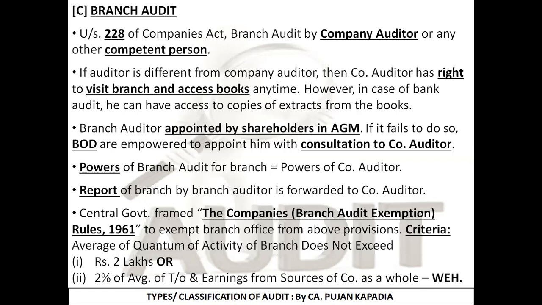Now I have two criteria. First is 2 lakh and second is 20 lakh. 2 lakh or 20 lakh, whichever is higher. I hope I'm making sense. What I have told you is that the company's entire average turnover and earnings combined is 10 crores. Now as per point number 2, I am supposed to take 2% of 10 crores, which comes to 20 lakhs. So now I'm going to check this condition: 2 lakh or 20 lakh, whichever is higher. What is higher? Point number 2, that is 20 lakh.